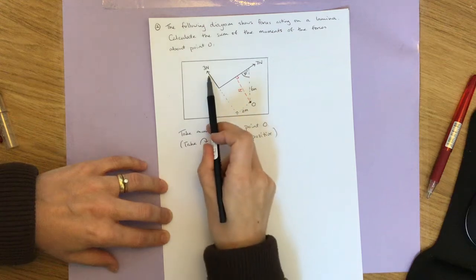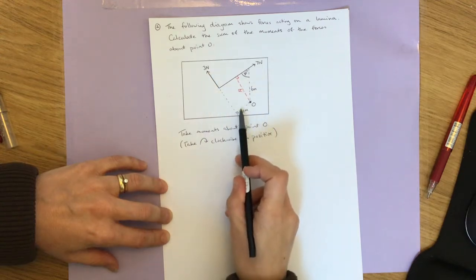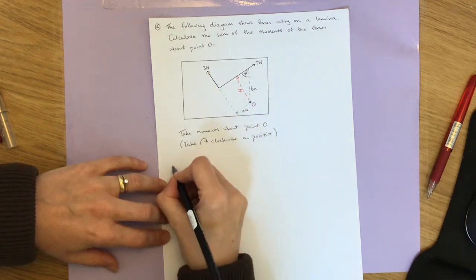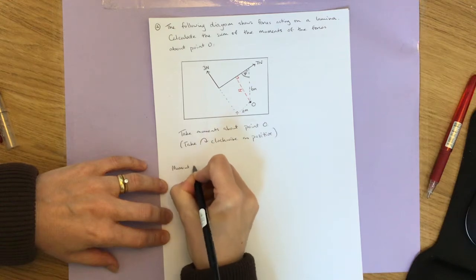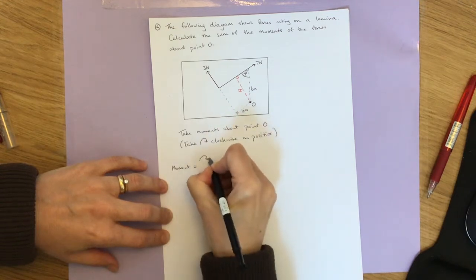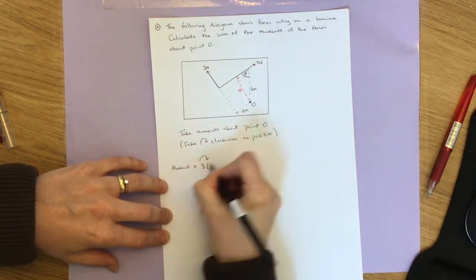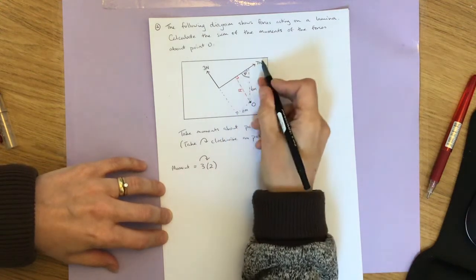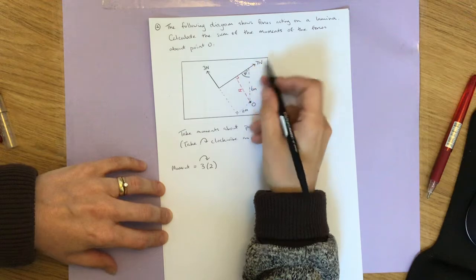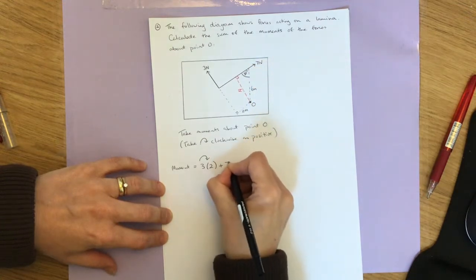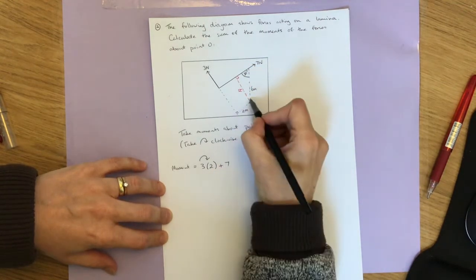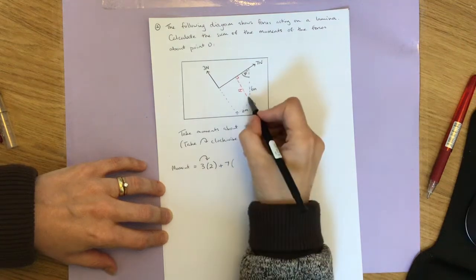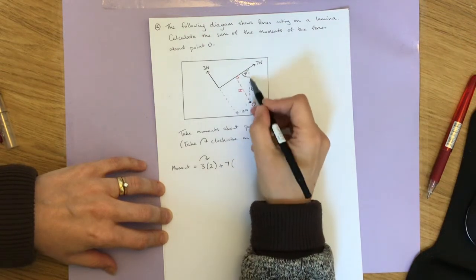So this one, first of all, we're going to have a look at this 3 newtons, where our distance is 2 meters. So for that one, again, our moment is going to be equal to, that's going clockwise, so that's going to be positive 3 times this perpendicular distance, 2. And then for this one, again, this was pulling us clockwise as well, so it's going to be plus positive 7. And then I need this distance, and that's then just going to be a bit of trigonometry, because we've got a right angled triangle here.